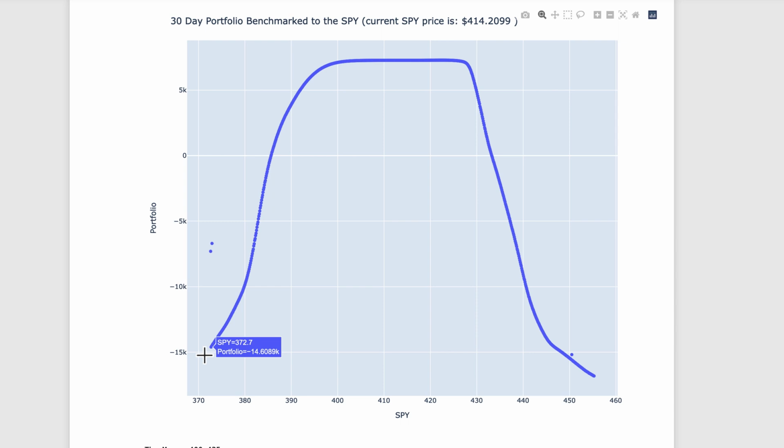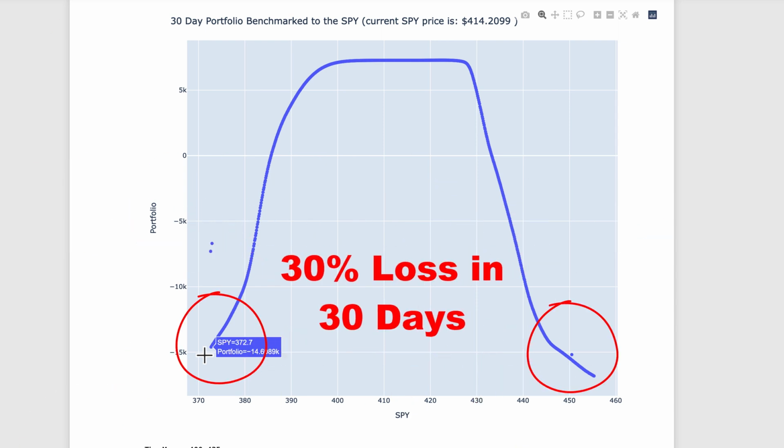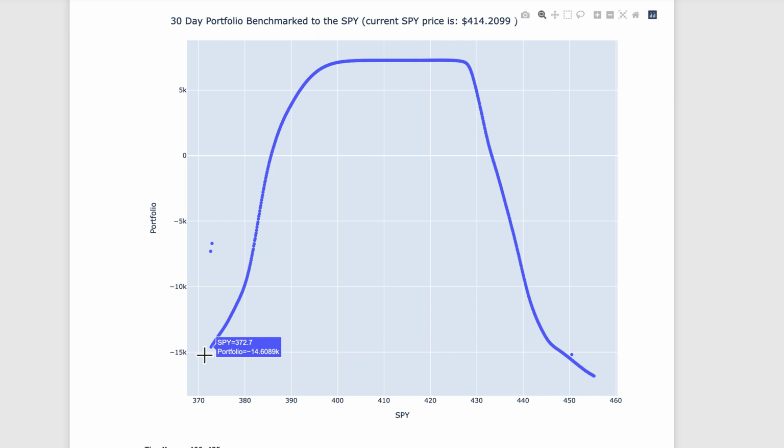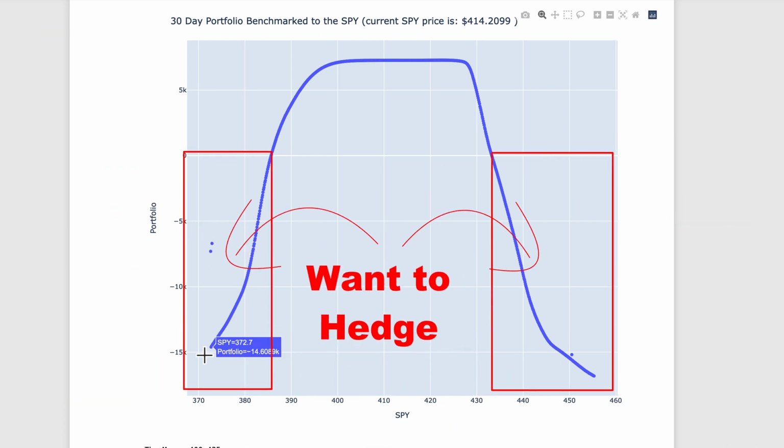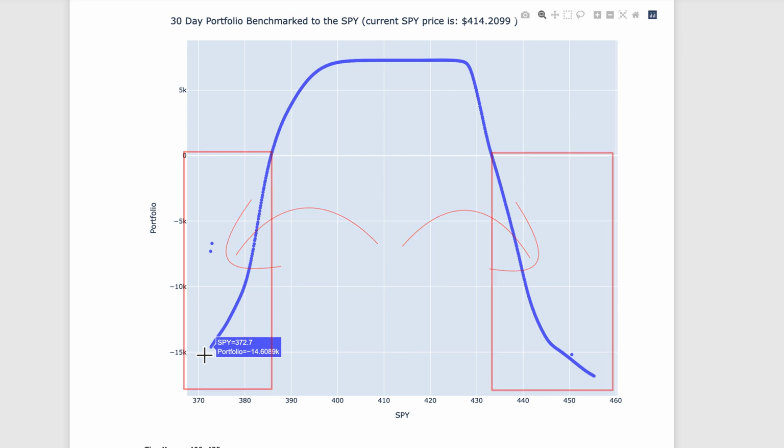As a portfolio manager, you'd be fired immediately if you were taking this kind of risk. This is basically losing 30% of your portfolio within 30 days. That's your risk here. And this is a real risk because we know the SPY can move 10% within 30 days multiple times a year. These are the kinds of risks that we want to hedge away, and we want to know where those risks lie when we're constructing our portfolio.